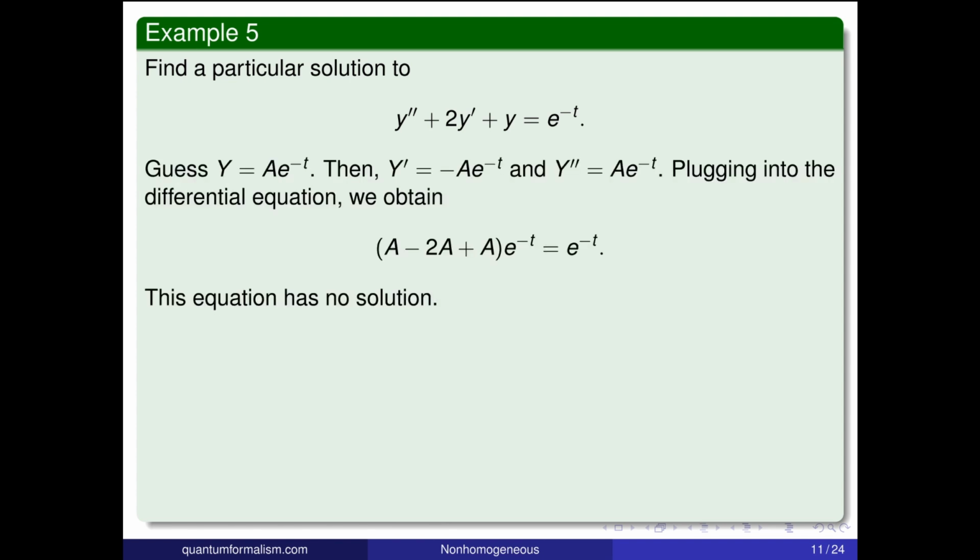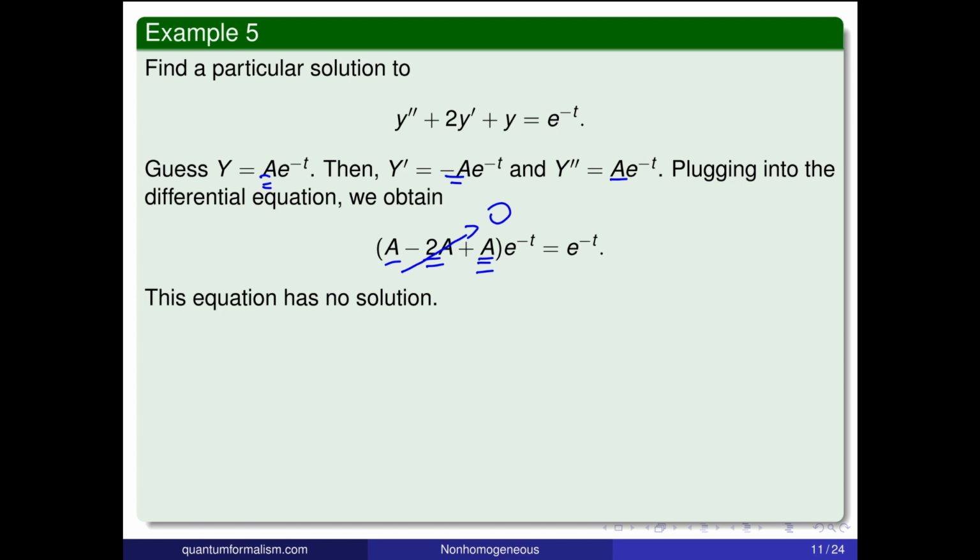So if we start with a e to the minus t, the derivative is minus a e to the minus t. Second derivative is a e to the minus t again. If you plug everything in, we'll have a minus 2a from 2 times the first derivative, and then an a again from the function itself. And these terms will all cancel out to get 0. So here we're trying to get 0 to be equal to 1, and that's not going to work. All right, so the equation has no solution.